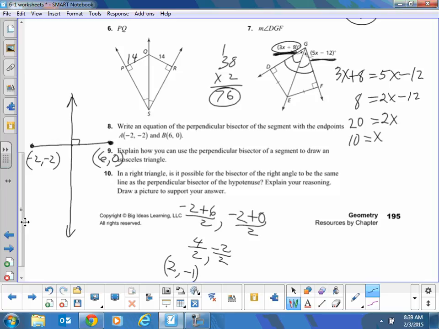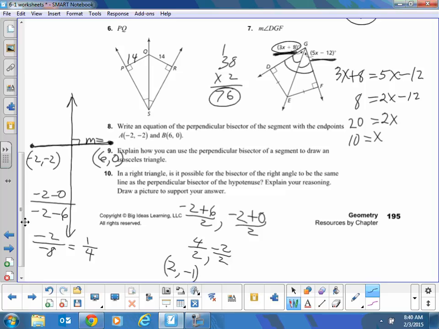So I got the midpoint. Now I need the slope of this line segment. I need its slope because I'm going to be perpendicular to it. So I'm going to find the slope. Difference of the y's, -2 minus 0 over the difference of the x's, -2 minus 6. I've got -2 over -8. So my slope is 1 over 4, positive 1/4.